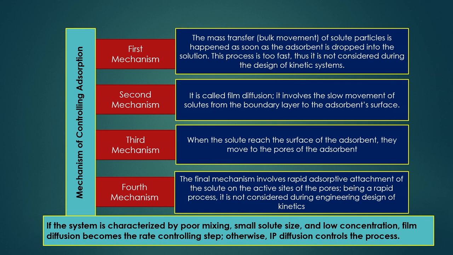The second mechanism is called film diffusion. It involves the slow movement of the solutes from the boundary layer to the adsorbent surface. The third mechanism is that when the solute reaches the surface of the adsorbent, it moves into the pores of the adsorbent. The fourth and final mechanism involves the rapid adsorptive attachment of the solute on the active sites of the pores. This is a rapid process, and it is not considered during the engineering design of kinetics. If the system is characterized by poor mixing, small solute size and low concentration, film diffusion becomes the rate controlling step. Otherwise, intraparticle diffusion controls the process.